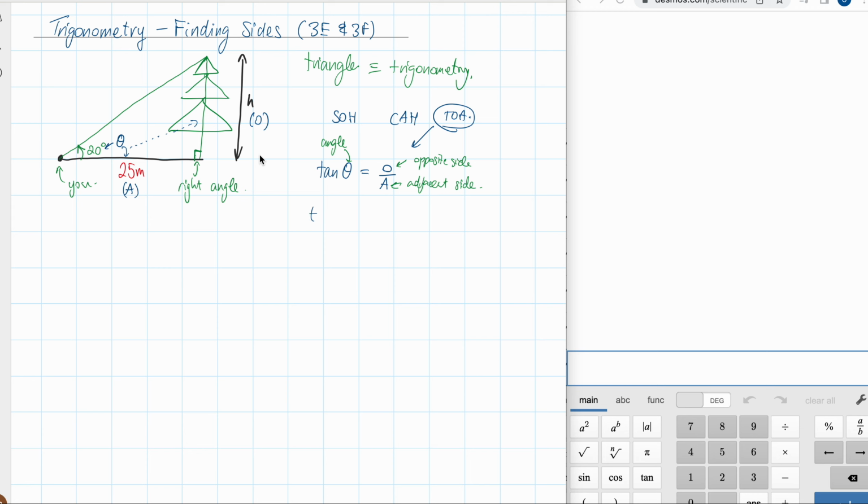Tan theta, the angle is 20 degrees. The opposite side is valued at h. The adjacent side is 25 meters. We know algebra to get h by itself, which is the height of the tree. We times both sides by 25. So now we have our formula.